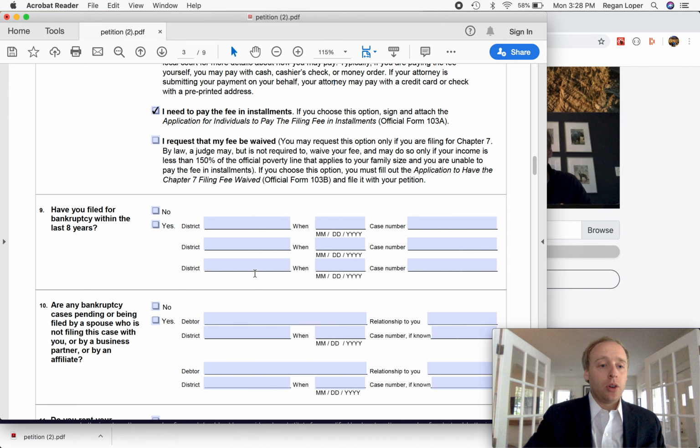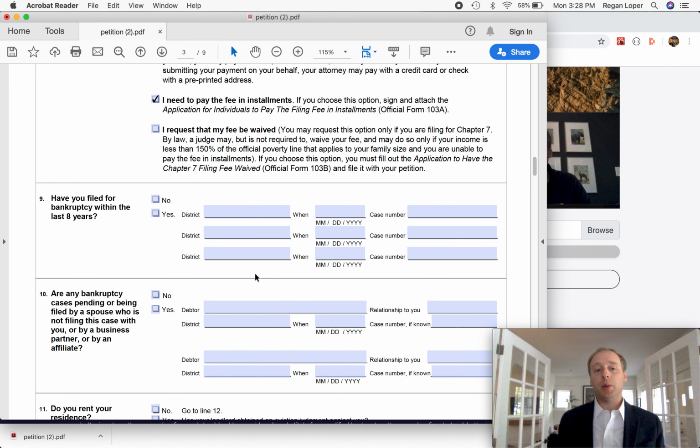Okay. Question 9, have you filed for bankruptcy within the last 8 years? This is an important question because the Bankruptcy Code dictates generally that if you've filed within the past 8 years, especially if you've received a discharge from a bankruptcy court within the past 8 years, you're not allowed to do it again.